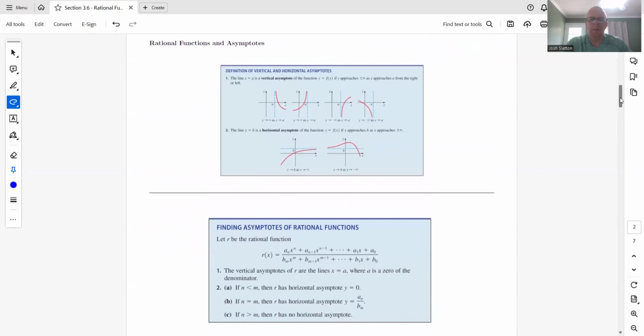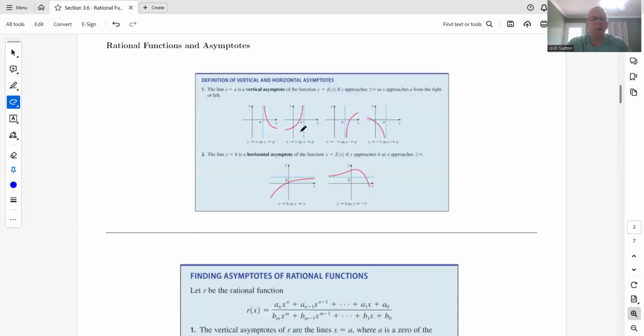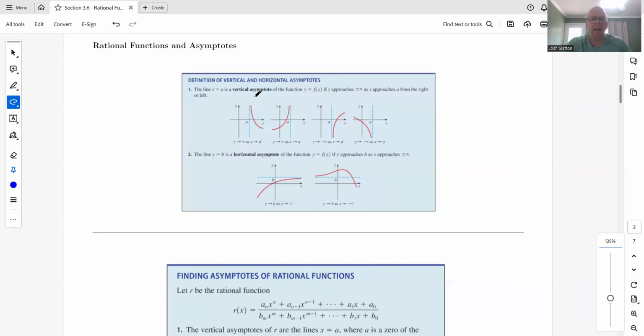And so here we have the definition. Let's zoom in a little bit. The line x equals a is a vertical asymptote. So the vertical asymptotes are always x equals some number. And that's what happens when y is approaching positive or negative infinity as x is approaching that number a from the right or the left. That's when we get a vertical asymptote.